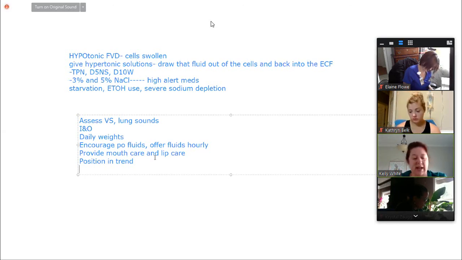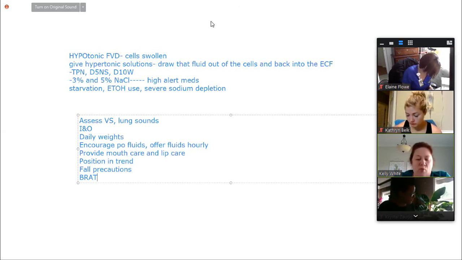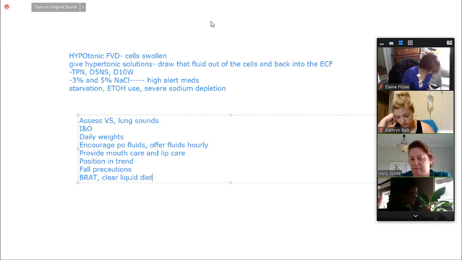We said daily weight. Of course, fall precautions, because if you're dehydrated, you might be dizzy. And remember, we talked about that BRAT diet: bananas, rice, applesauce, and toast. We'll also often start with a clear liquid diet and then advance them to a soft diet and then a regular diet.